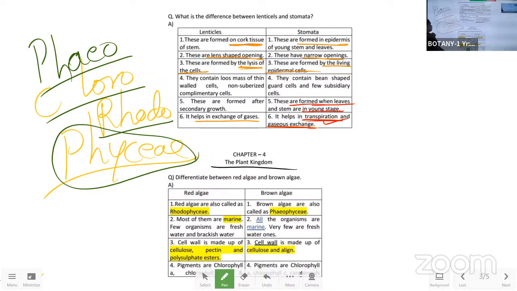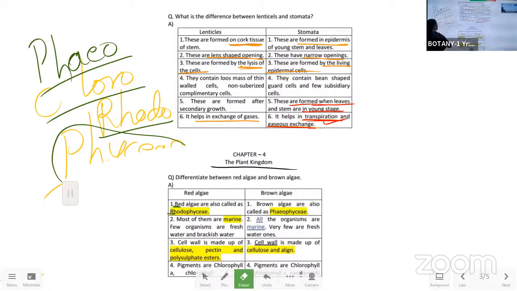Red algal members are also called the Rhodophyceae. Remember, red algae starts with R and Rhodophyceae starts with R. Like that, you have to remember the class names. The next one is the brown algae, also called the Phaeophyceae members. The next point we have to write here is where they live.